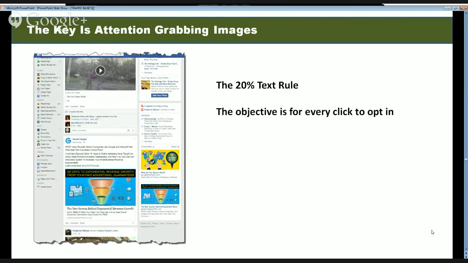Now, the objective that you're going for here, the ideal, the perfect situation, is when every single person that clicks on your ad also opts in. That isn't going to happen. Okay, but that's what your ideal objective is. So you want to create an ad that attracts attention and that filters people so that it will only get people to click who are actually going to opt in on your page.